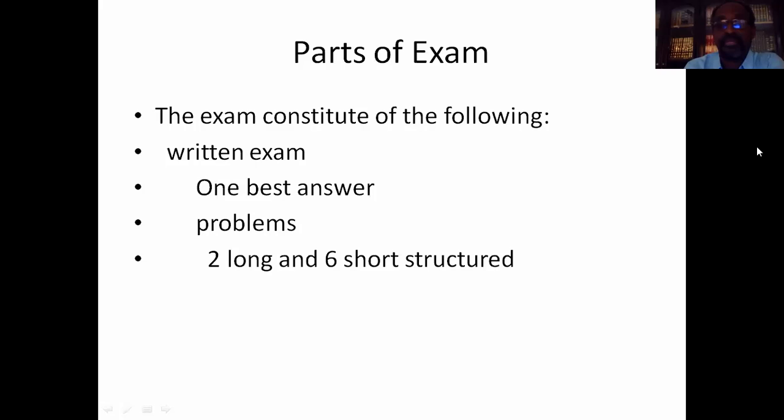Unfortunately, we have problems. Are you hearing? Surgical problems, one usually long and 6 to 8 short structured problems. This will constitute 30 to 40% of the whole exam. And the OSCE will constitute 50%, and the rest is for the continuous assessment, to constitute 100%.